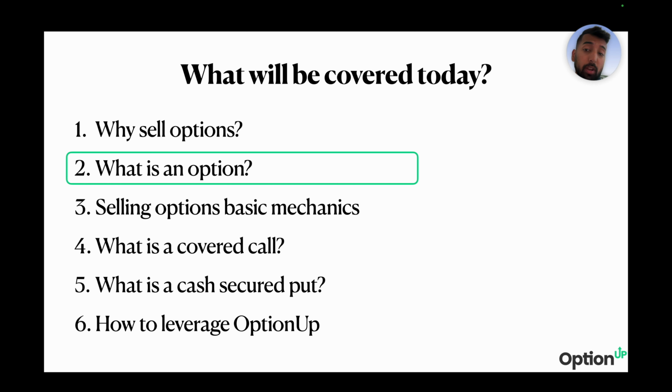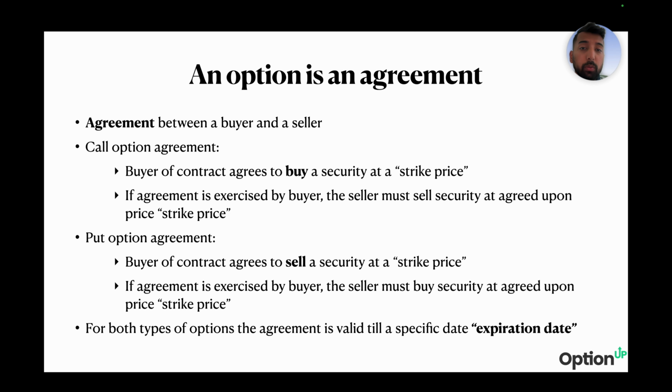So moving on to the next topic, what is an options contract. Some very basic review that can help glue things together later on in the presentation. So an options contract is an agreement. When you have a stock, you're owning a piece of equity in the company, but with an options contract, you have an agreement between a buyer and a seller.